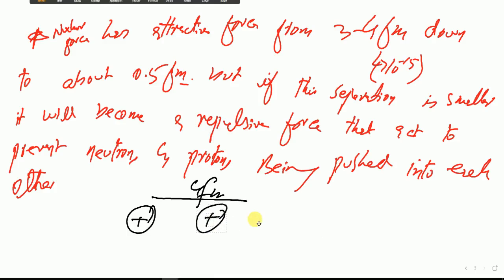Okay, and it will be attractive. But if you decrease it to 0.5 femtometer, up to 5.5 femtometer, it will be attractive. But if you decrease it further, then it will become repulsive. So it will go back to repulsive, then attractive, then repulsive, attractive, repulsive. Okay. So due to which it prevents neutrons and protons, like two protons or a neutron and proton here, from being pushed into each other. Okay, it prevents this push into each other.